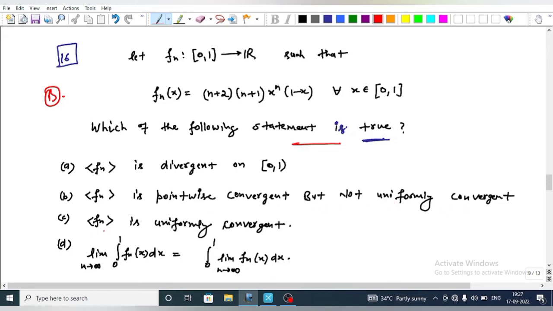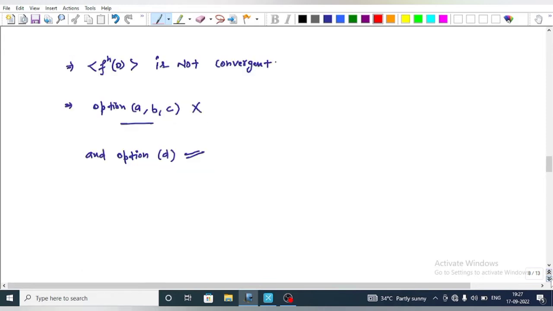Option C is fn is uniformly convergent sequence. And in option D, limit n tends to infinity of integral 0 to 1 of fn(x) dx is equal to integral 0 to 1 of limit n tends to infinity fn(x) dx. Now come to the explanation.